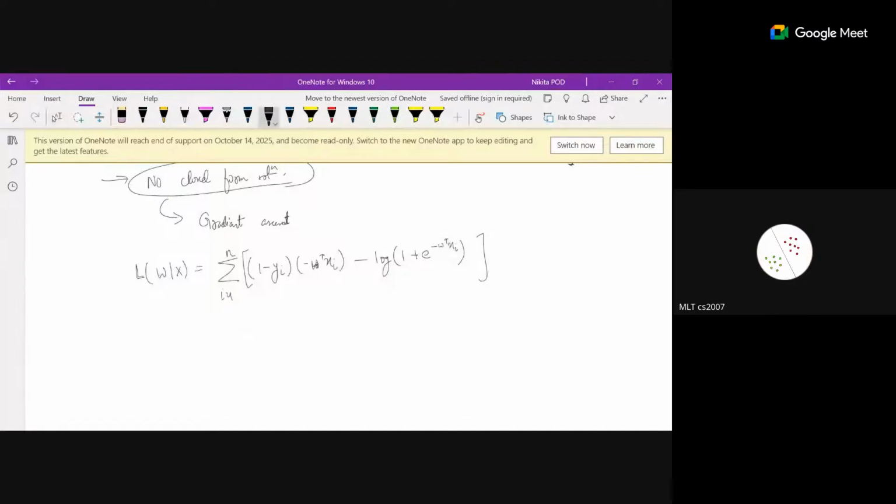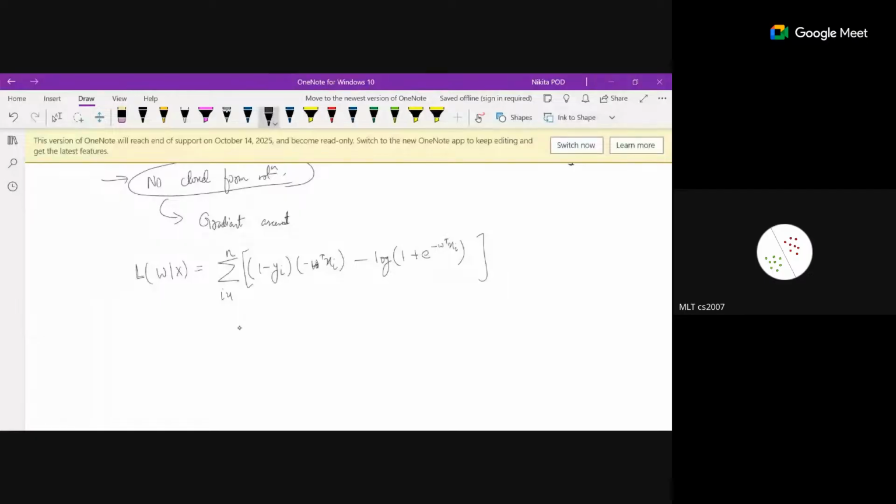So now, if this is the likelihood, what would we want? The maximum. W star is going to be the W that gives you the maximum value of the likelihood. So you take a derivative with respect to W, and then we have to equate it to 0.